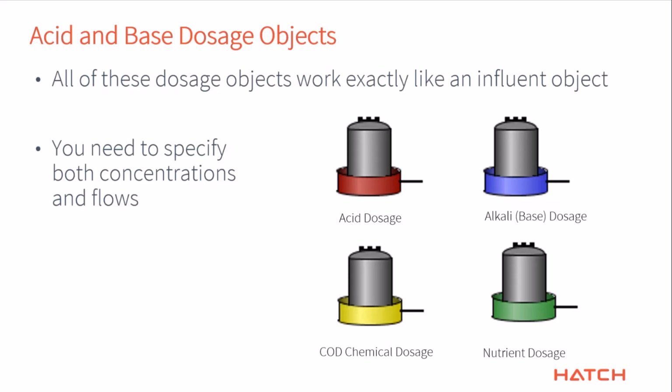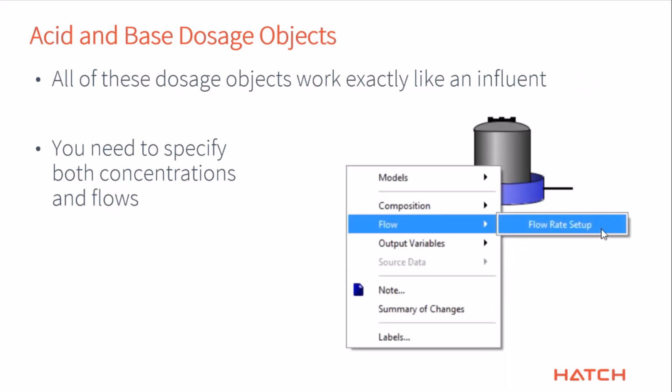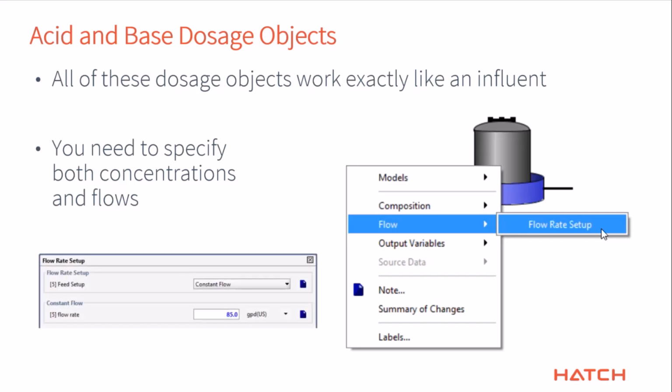Now, all of these objects actually are the beginning of a flow coming into a plant. That's why they work exactly like an influent object. So not only do you have to specify all of the concentrations, as I was just showing you, basically you will need to specify the flow as well. So you go to the flow menu, flow rate setup, and then you can specify that flow there. So I'm showing an example of 85 gallons per day of whatever chemical it is that we're adding there.